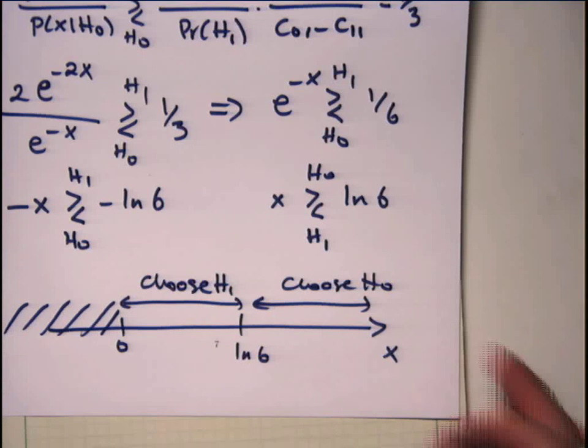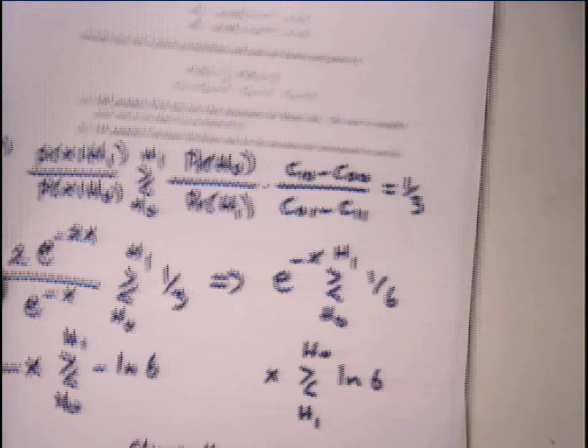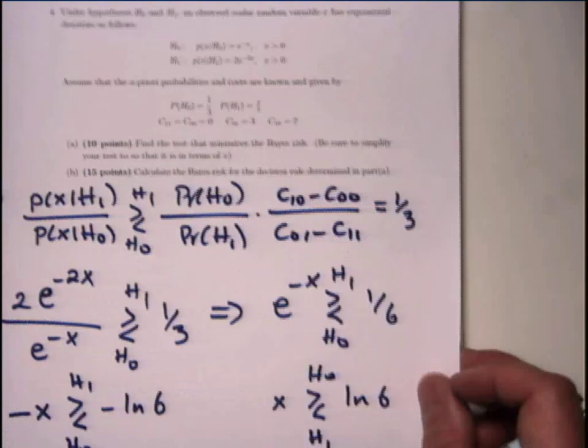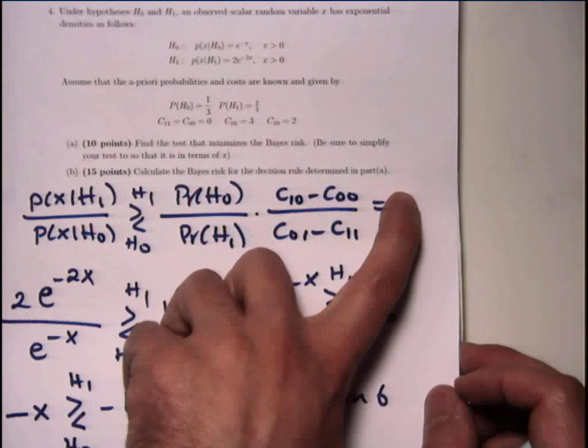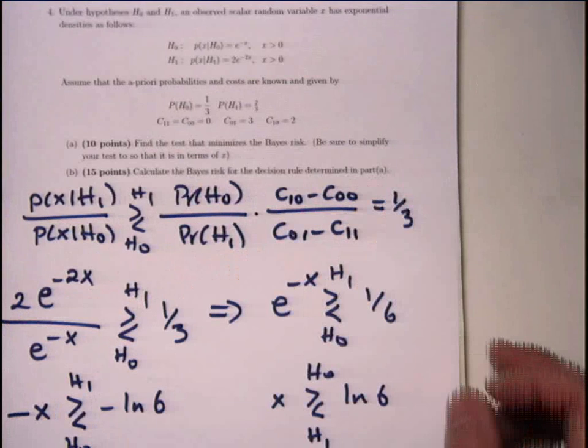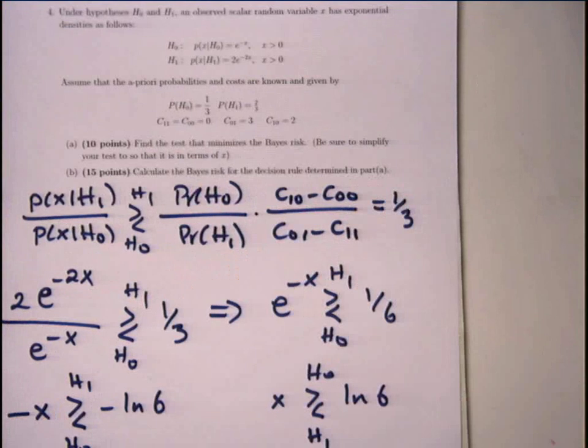All right. So this last part of this problem says calculate the Bayes risk for the decision rule determined in part A. Okay. So in order to calculate the Bayes risk, what you need to do is to compute the error probabilities and then mix those error probabilities according to the weights that you were given earlier on. So the first thing we need to do is, well, I can write down the expression for the Bayes risk.